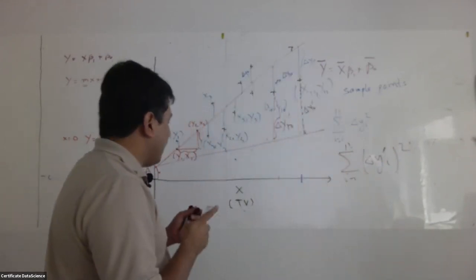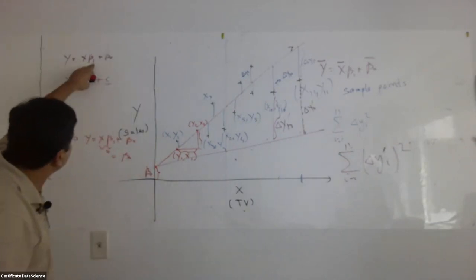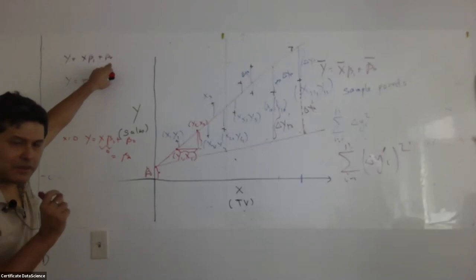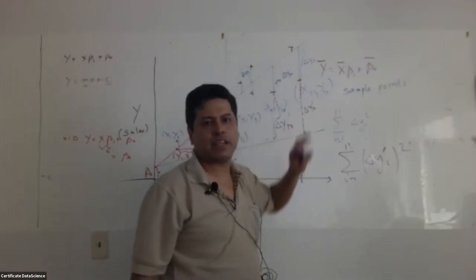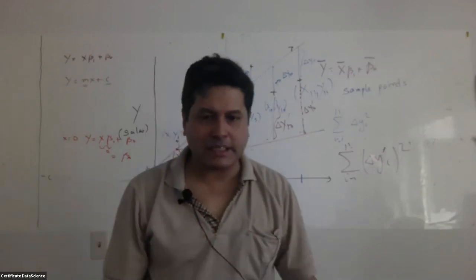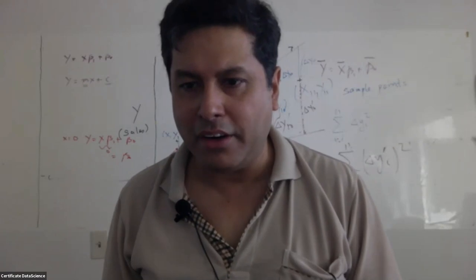So I would like a line such that beta 1 and beta 0 have values where this error, if I plot like this, would be as little as possible. And I want the best one, the one that has the least error in this case.